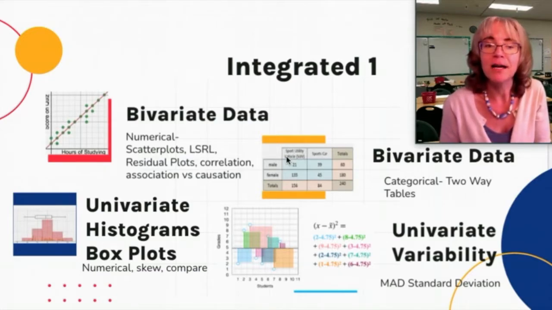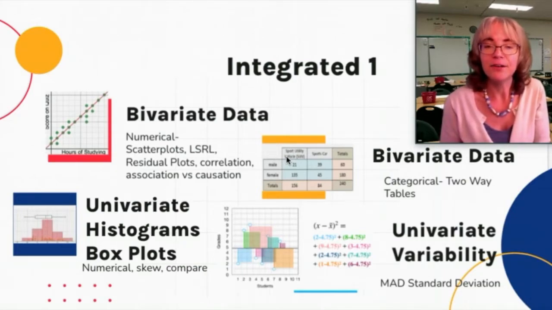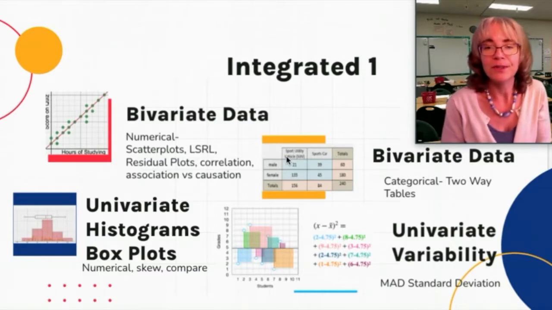Should it be a linear model? So they'll go into depth on what those residual plots mean. In addition, they'll look at correlation again. They started this in 8th grade, but they'll look at it again. And another key component of Integrated 1 is association versus causation. So just because something's associated doesn't mean one variable causes the other. They'll also continue to explore bivariate data, categorical data in two-way tables, and they'll continue that through Integrated 2 as well. The univariate data they'll see again in Integrated 3 when they're working through that, and they'll take that to the next level where they're talking about relative frequency histograms.